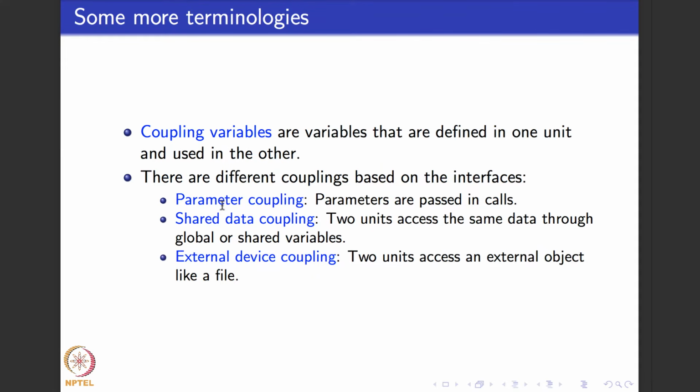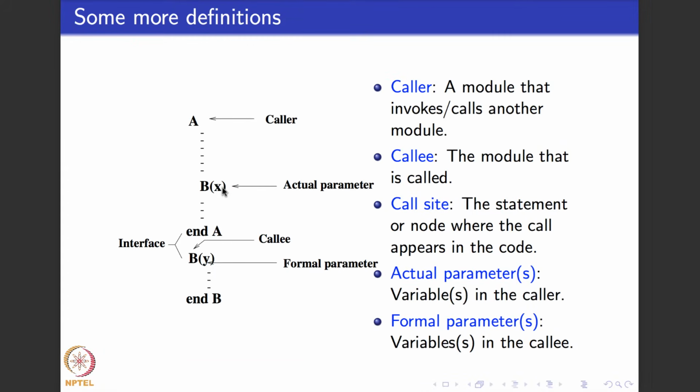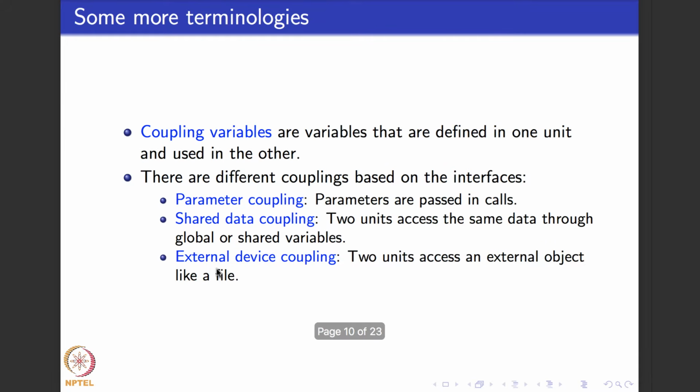One more terminology before we move on: if you go back to this figure, look at this actual parameter x. It's passed as x, and what does b take x as? B takes x as y. So we say x and y are what are called coupling variables. Coupling variables are variables that are defined in one unit and used in the other.